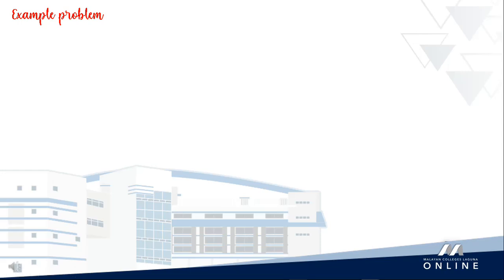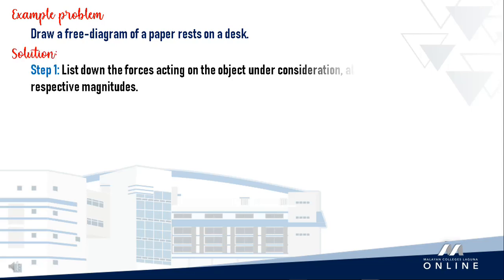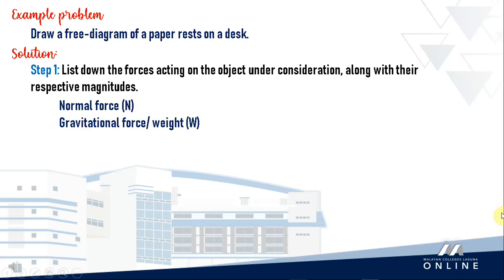Draw a free body diagram for a paperweight that rests on a desk. The first step is to list the forces acting under consideration, along with their respective magnitudes. Here, we have normal force and gravitational force or weight. Since the paperweight is at rest, how do we draw the length of the arrow? Correct, it must be equal.